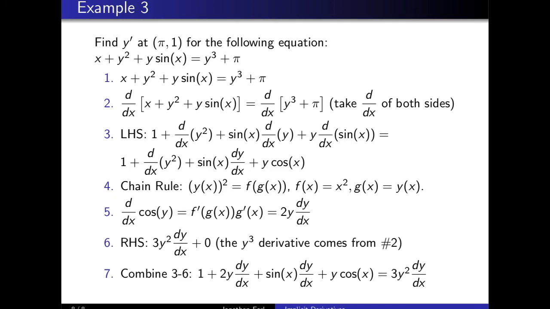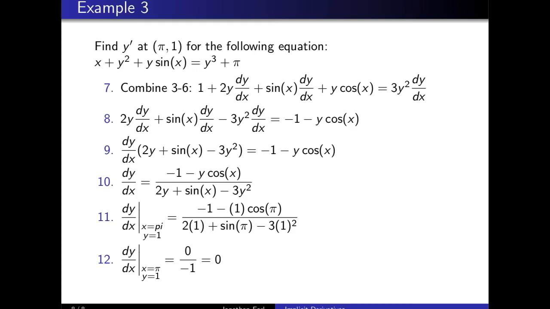Now what we need to do is just simply solve for dy by dx. So when we do that, we'll put all of the terms that have dy by dx on the left, and we'll put the terms that don't have dy by dx on the right. And then we'll factor a dy by dx out of the three terms that are on the left. So we get dy by dx times 2y plus sine of x minus 3y squared equals minus 1 minus y cosine of x. And then we'll go and divide both sides by the 2y plus sine x minus 3y squared.